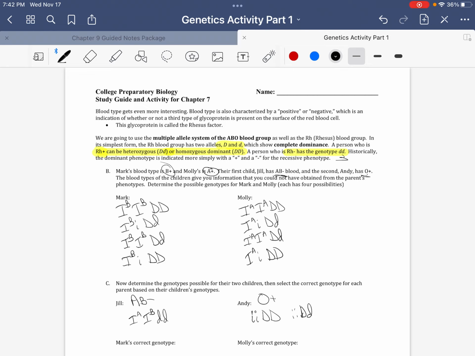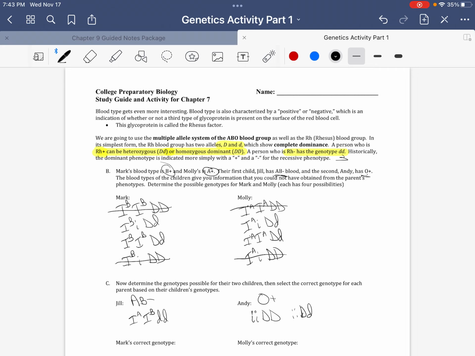Okay? So now remember, Jill, she's a product of a sperm and an egg. Sperm and eggs only carry one allele each. So for her to get two recessive alleles, she had to get one from the sperm. She had to get one from the egg. So we can go back to the parents and cross out anything that does not have a little d.